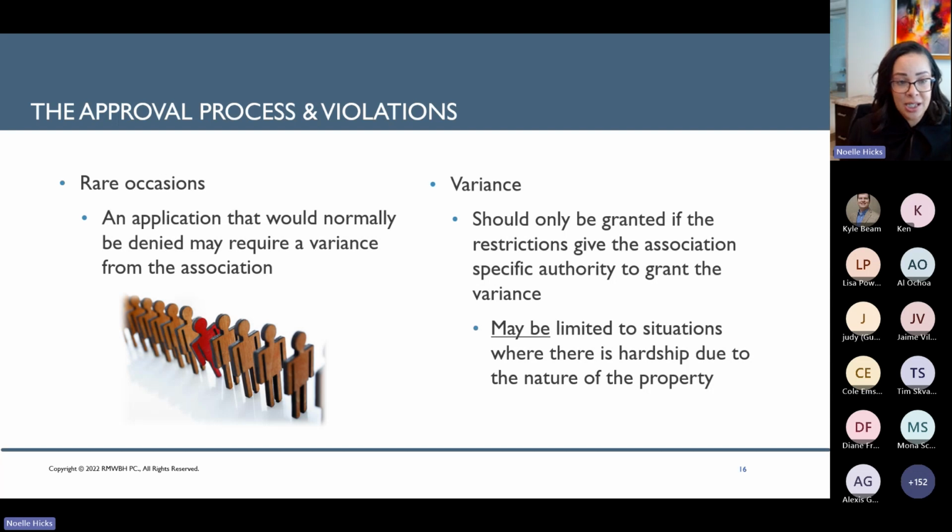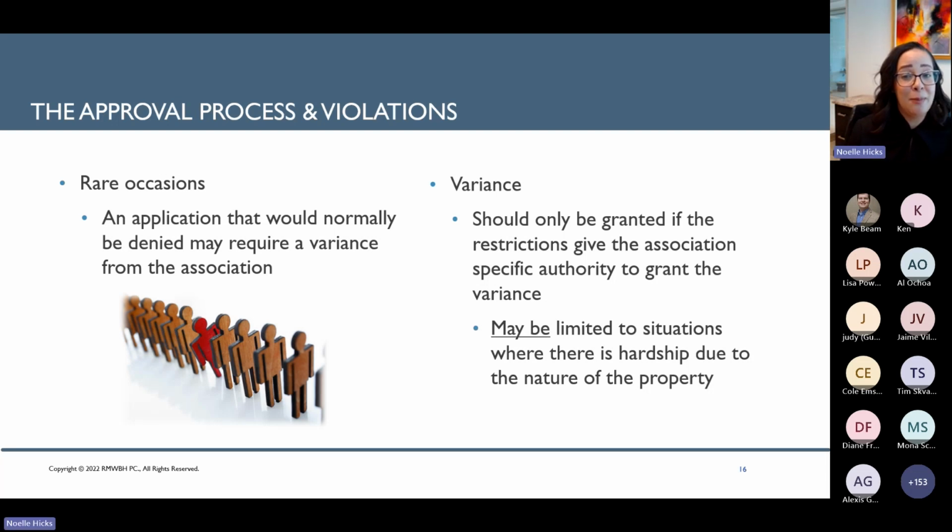On rare occasions, an application that would normally be denied actually may require a variance from the POA, and a variance really should only be granted if the association has specific authority to do that. So we want to, again, check into our governing documents and make sure that the association actually has specific authority to grant a variance. And if you have questions about that, consult your legal counsel.